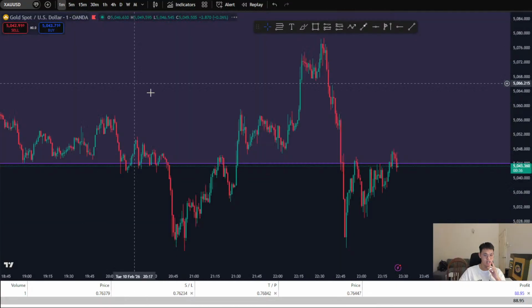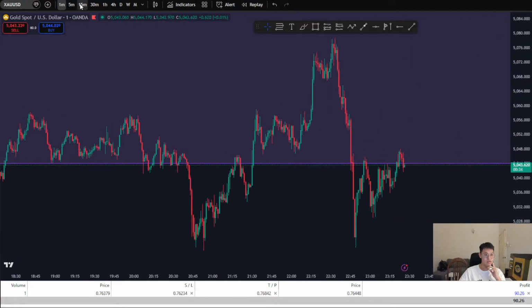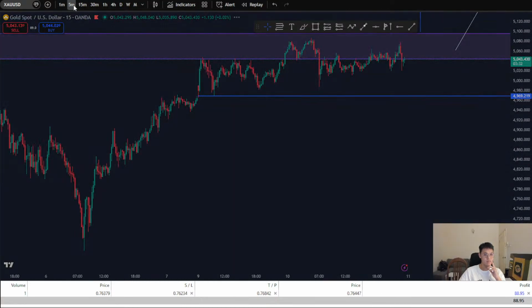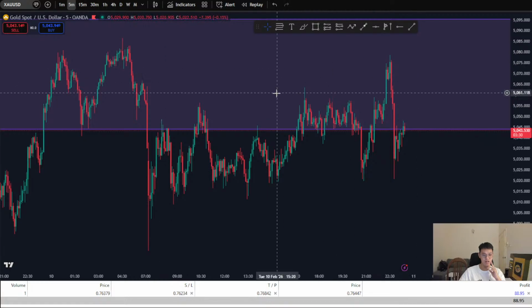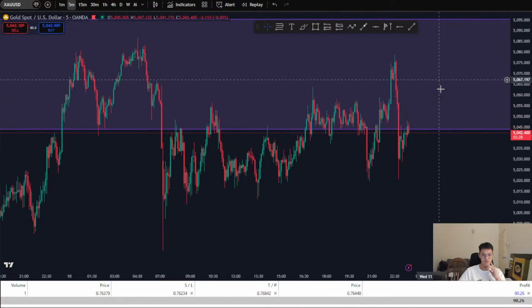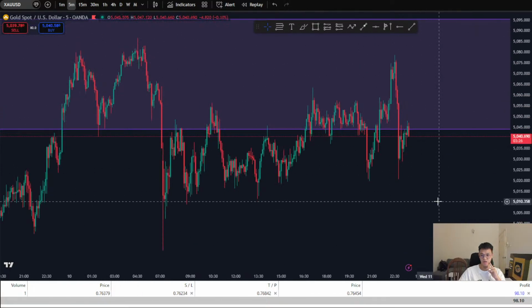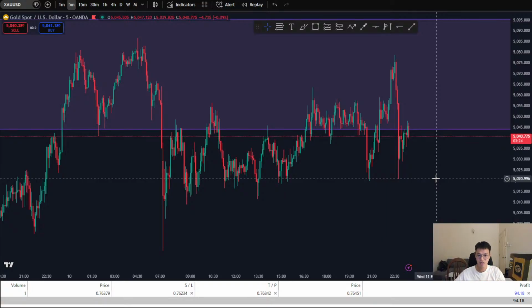But if you are a scalper, then you might try to label the range and then trade within the range. This is for the short-term trader.